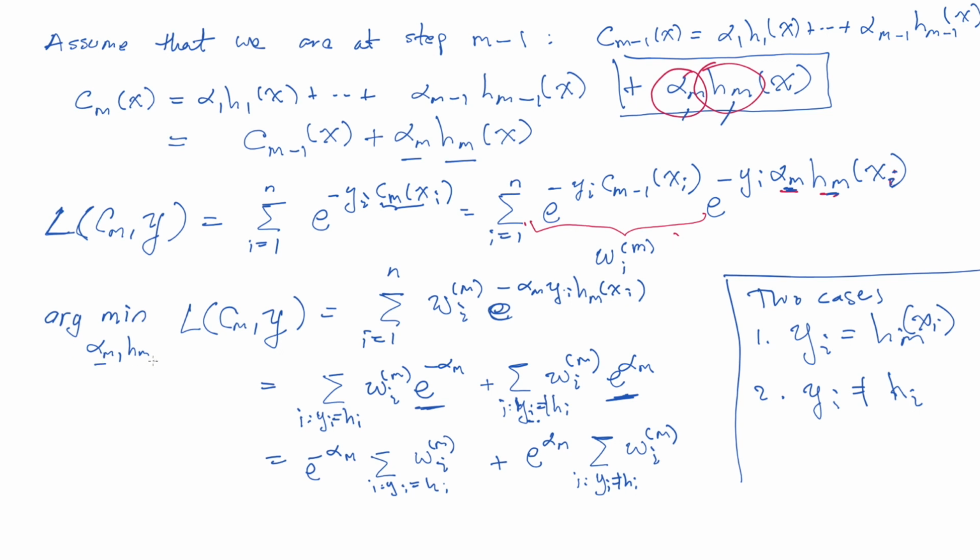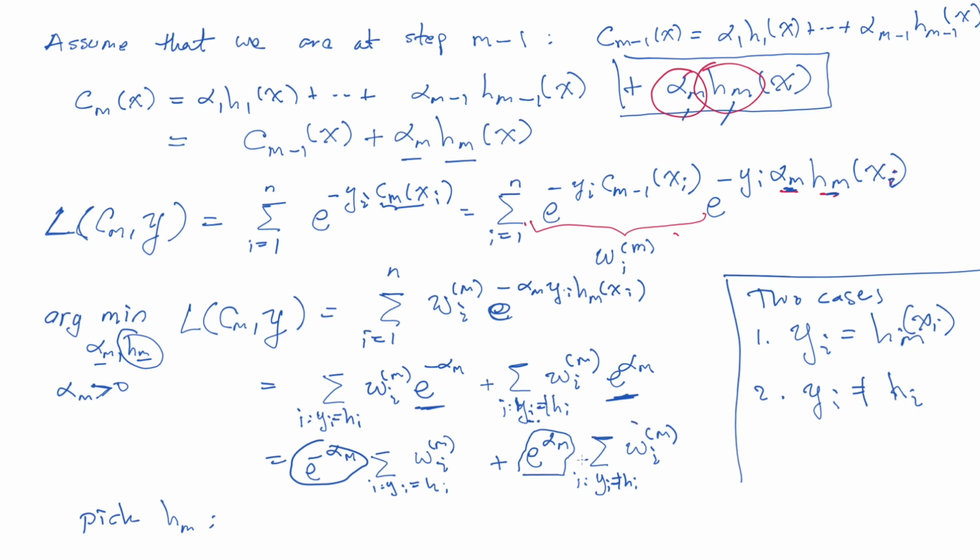Now, we want to pick alpha_m and h_m. By the way, I'm assuming alpha_m has to be positive, greater than 0, so negative alpha_m is always a negative number. Okay. So how do I pick h_m first? I'm going to prove this without doing any calculus. We're just going to look at this thing and see that there are two scenarios. The first scenario is the classifier makes no mistake, on these data points. The second scenario is that the classifier does make a mistake, on these data points. Every time we make a mistake, we add this big number, e to the power of alpha_m, and when we don't make a mistake, we add this small number. So to minimize the loss, the best thing to do is to minimize the number of mistakes.